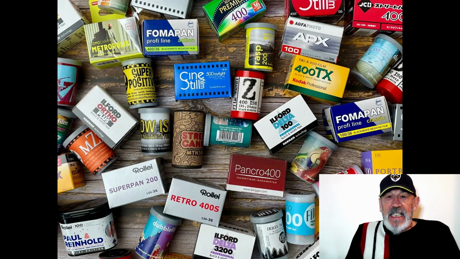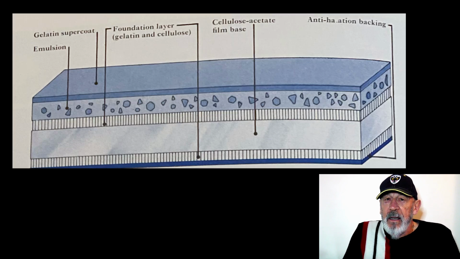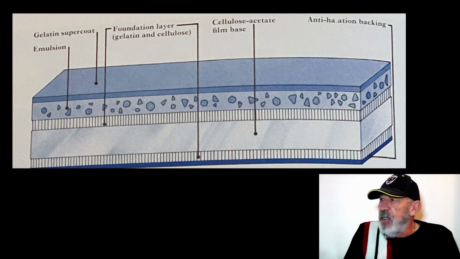So, what exactly is film and how does it work? The best way to describe it is if I show you. If you have a look here, you'll see this is a sort of sideway view of a very thin piece of film, which is obviously magnified so that you can see it. You'll see the very bottom of the film is the foundation layer, a gelatin cellulose mixture, and then below that is the plasticky bit that's called anti-halation backing. That stops the light moving about inside the film when it's exposed to the light.